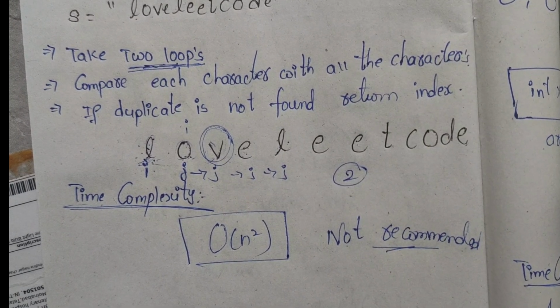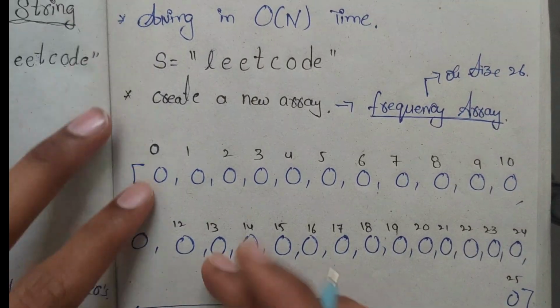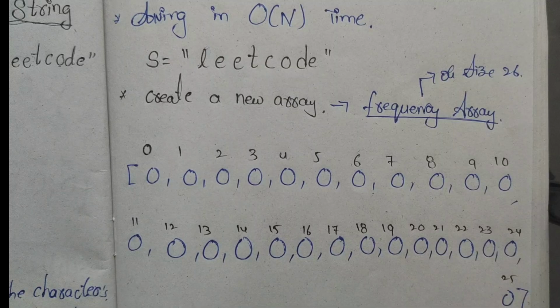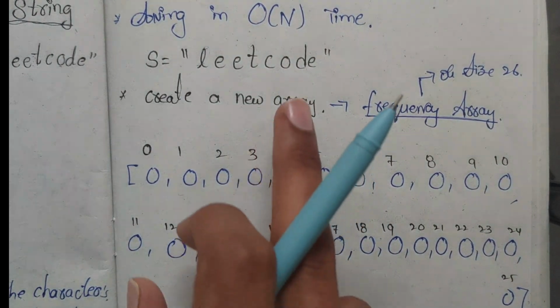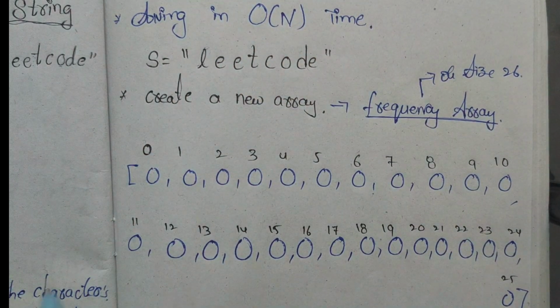Is it clear? Yeah. So now let us see how to solve this problem in the optimized approach, where we are going to solve this problem in order of n time complexity only. Okay. So let us see how we are going to solve this problem in order of n time complexity only.